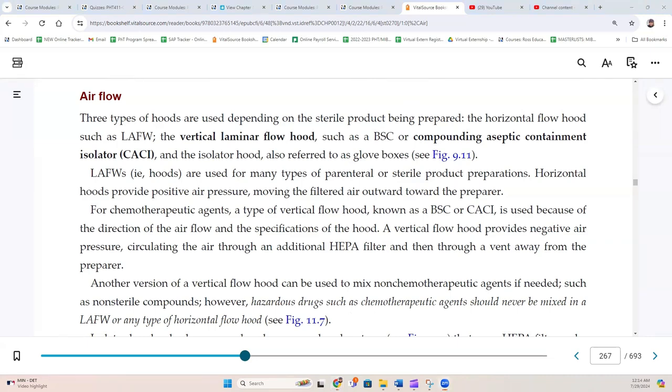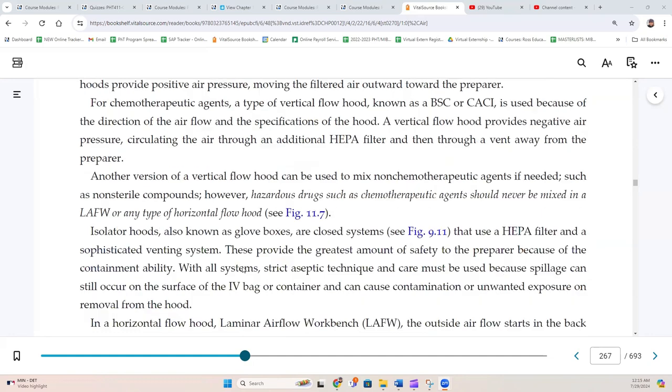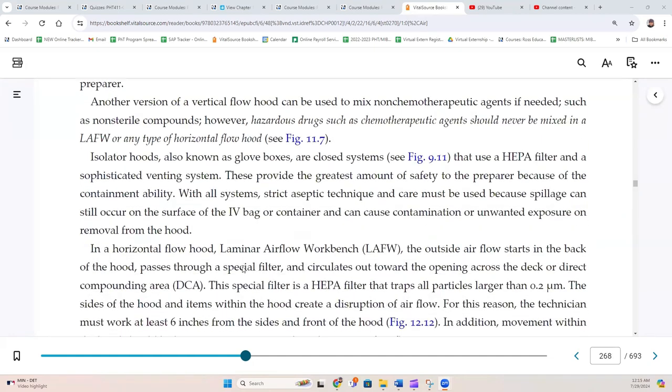For chemotherapeutic agents, a type of vertical flow hood known as a BSC or CACI is used because of the direction of the airflow and the specifications of the hood. A vertical flow hood provides negative air pressure, circulating the air through an additional HEPA filter and then through a vent away from the preparer. Another version of a vertical flow hood can be used to mix non-chemotherapeutic agents if needed, such as non-sterile compounds.